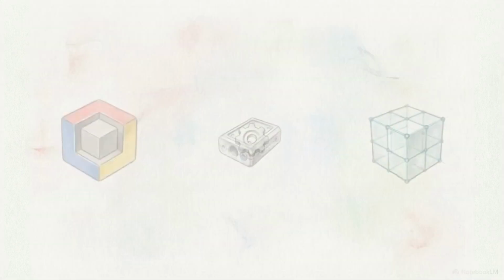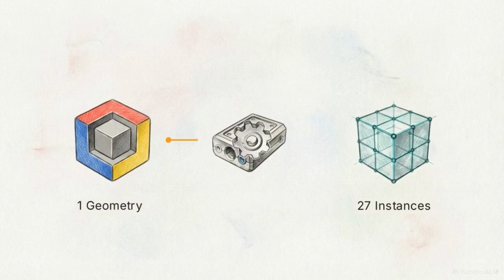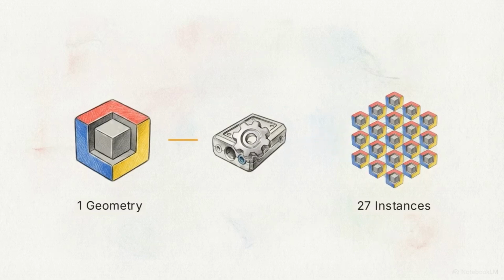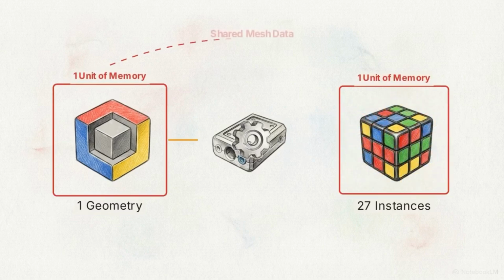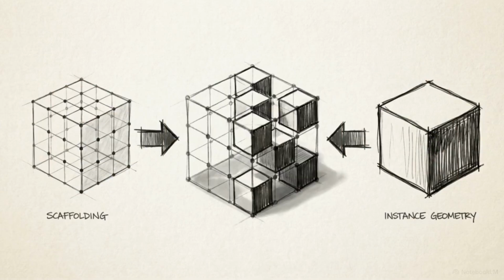The viewport now shows a solid 3x3 block. By using this setup, Blender is rendering 27 cubes using the memory footprint of just one master object. The scaffolding node handles the 3D placement, while the instance node provides the actual geometry. This keeps the file lightweight, even as the complexity increases.